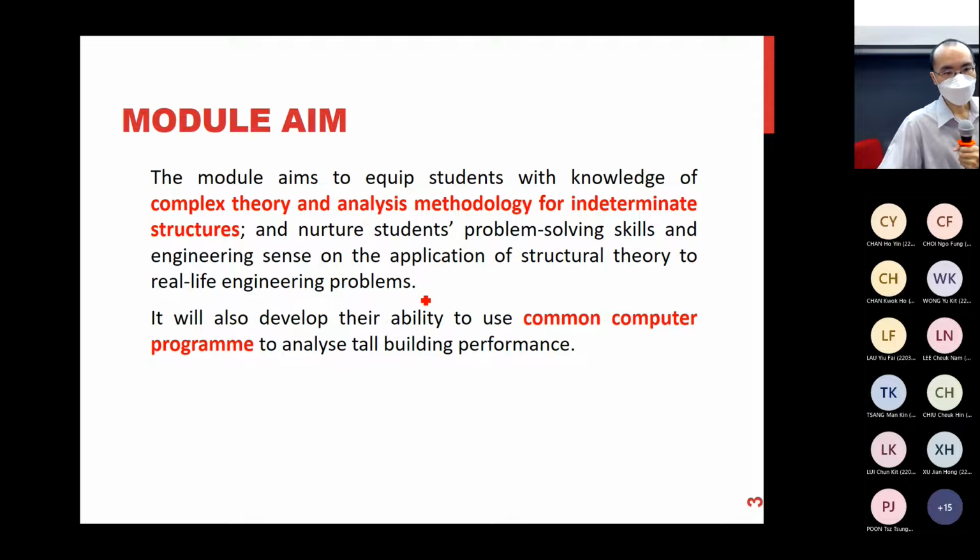We will also discuss other advanced knowledge like structural dynamics and also plastic theory. You will see their names later. And then we have some workshops to introduce computer software for computer analysis of structures.